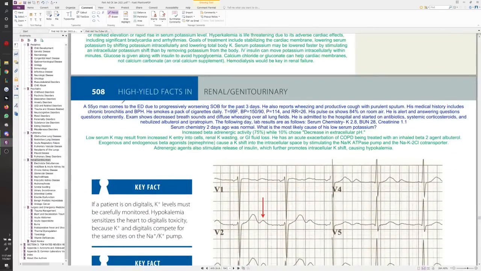Here, 55-year-old man comes to the ED due to progressively worsening shortness of breath for the past 3 days. He also reports wheezing and productive cough with purulent sputum.